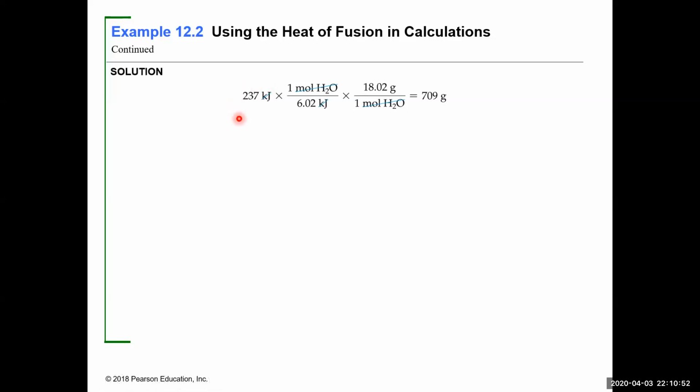So we have 237 kilojoules of energy. Multiply that by the inverse of the heat of fusion in this case, because we want our kilojoules to cancel out, so it should be on the bottom, and our moles of H2O to be on top. And then lastly, multiply that by the molar mass in order to cancel out our moles of H2O and end up with grams of H2O. And we end up with 709 grams of H2O.